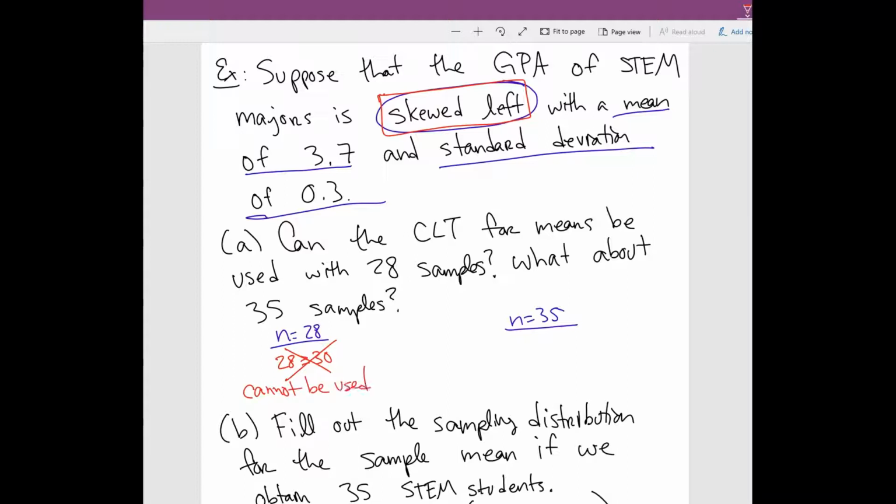So I cannot use the central limit theorem, or x bar is not normal, with n equal to 28. When n equals 35, well, 35 clearly is greater than or equal to 30, so it can be used. So even though we didn't get normal, it was skewed left, doesn't matter, our n satisfied. Okay. So now let's go to part B.